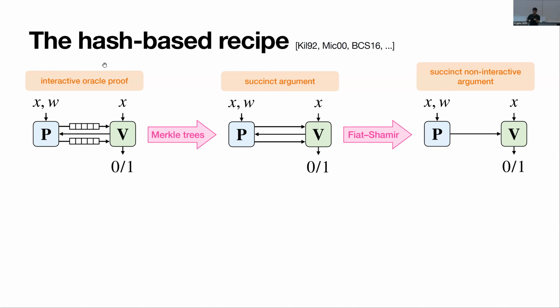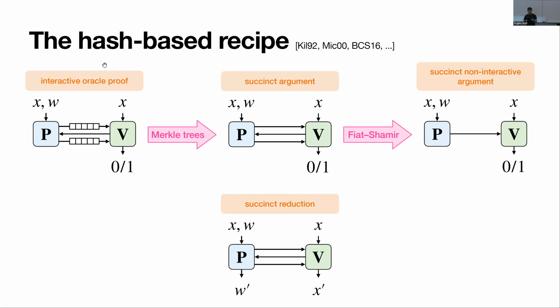Okay, so what is an interactive oracle proof? It's just an interactive proof where the prover is allowed to send really long messages, and the verifier, instead of fully reading the message, can read individual symbols. It has query access to the prover's messages. You can compile this by essentially replacing the long messages that the prover sends with Merkle commitments, and that gets you a succinct argument.